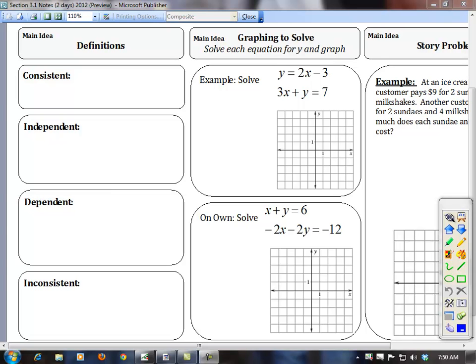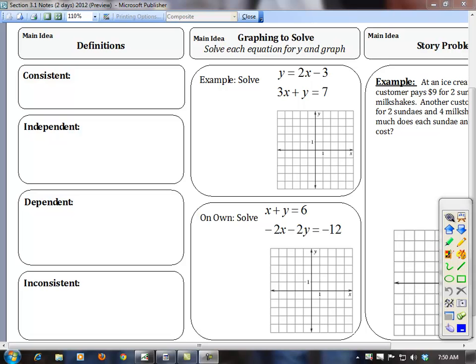Welcome to section 3.1. This is the first video you're watching in Algebra 2B, and we're going to talk about finding the intersection of lines, and we call them systems of equations. A system of equations is just multiple equations that you're asked to find where those lines intersect.